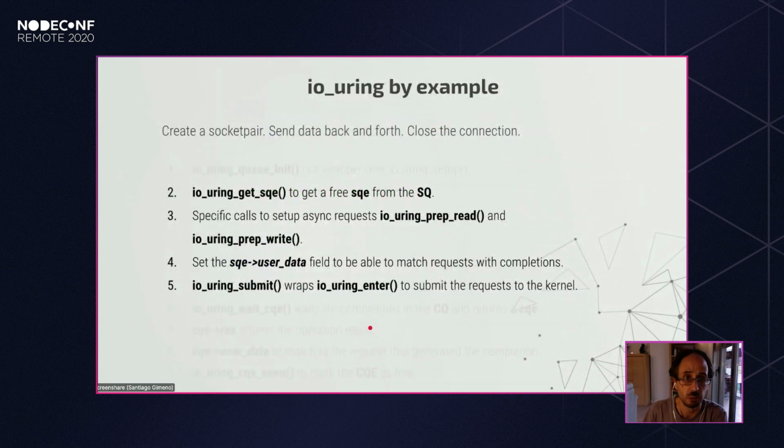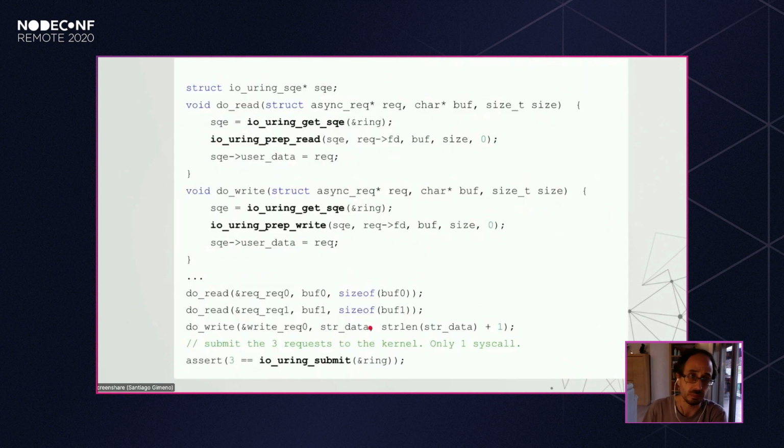Next, I'm going to present how we will be performing the async read and write operations. The idea is going to be always the same. We will first set up the operation in an SQE element, and then we will submit it. Having that in mind, what we do is we first prepare both read operations on both sockets, and then we prepare the write operation on the first socket. A couple of helper functions, do read and do write, have been created, which basically do the same.